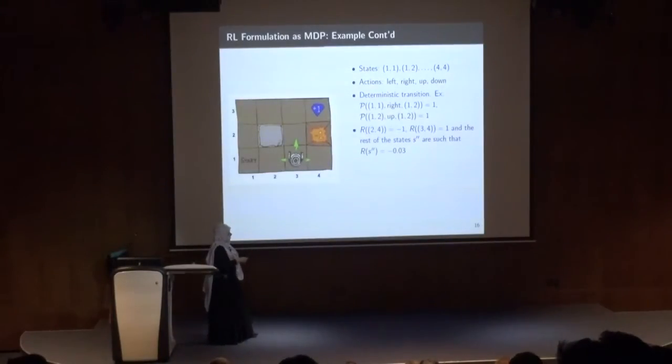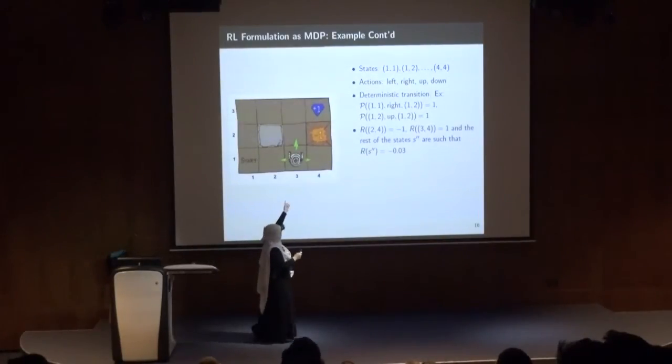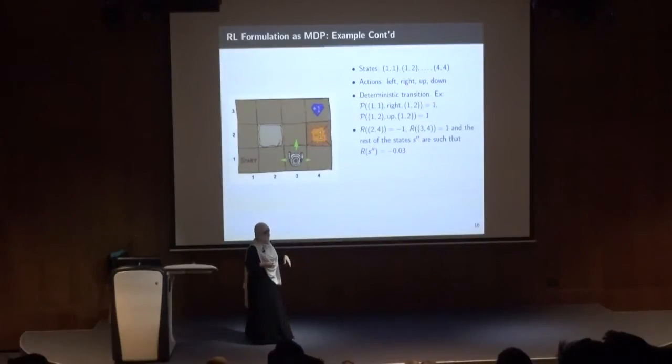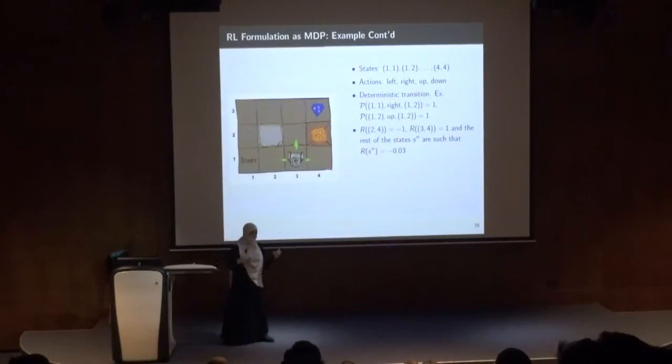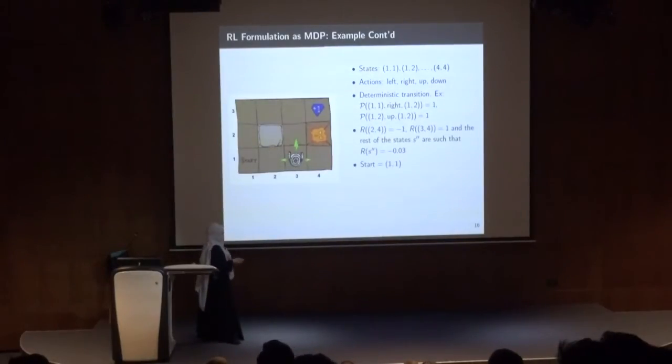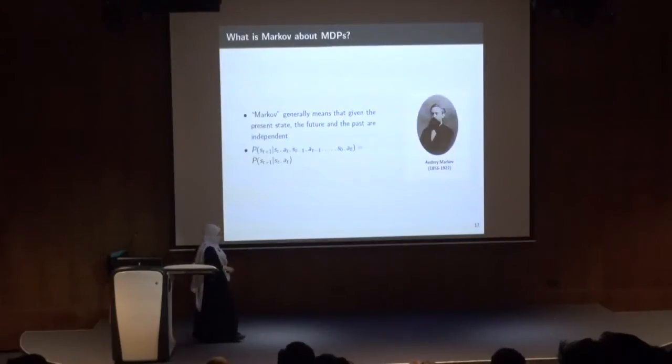The reward function, the reward of state 2,4 is -1. The reward of state 3,4 is 1. And the rest of the rewards are negative. Why do we have negative rewards? Exactly, it's kind of discounting, so I don't want infinite paths. The start state is 1,1, and the goal is to reach 3,4. And the discount, I could choose any discount between 0 and 1.